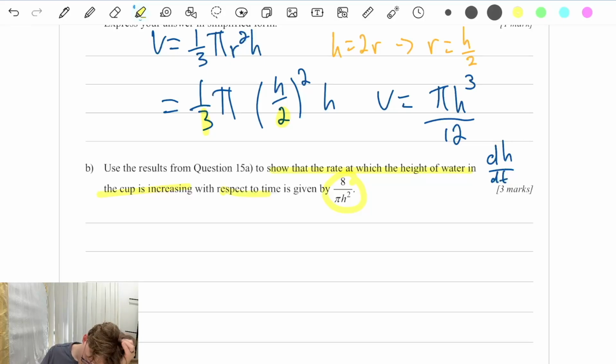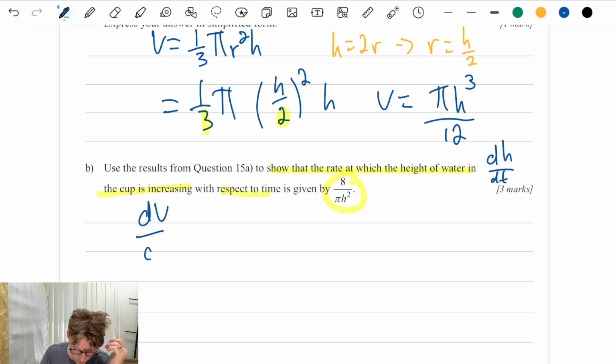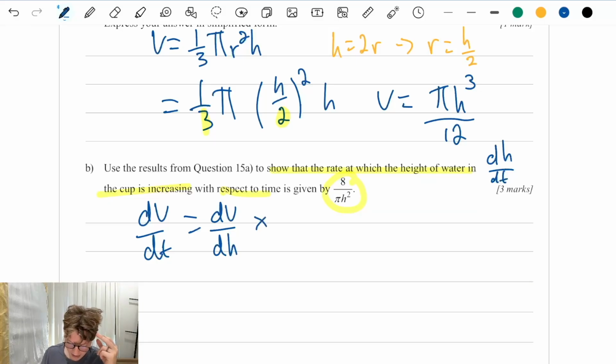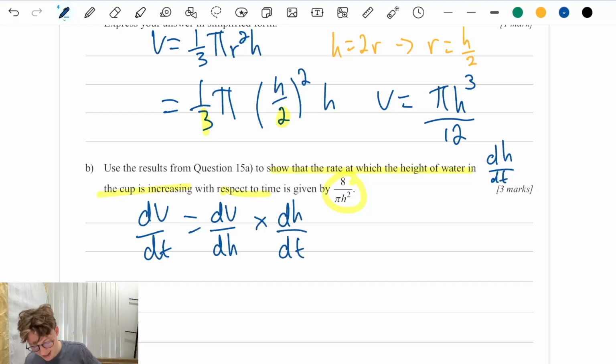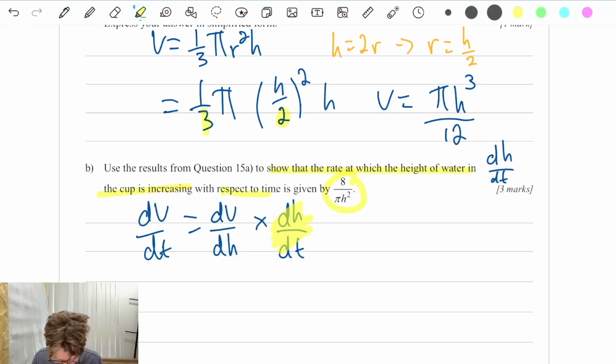I know that the thing that I'm trying to find is dh over dt, but I'm given the change in volume with respect to time, that was given to me in the question, is going to be equal to the change in volume with respect to the change in height, multiplied by the change in height with respect to the change in time. And again, I get some cancelling. You can see this all equals dV over dt. The thing I'm trying to find is this bit here on the end. And I know dV over dt, that's going to be 2.